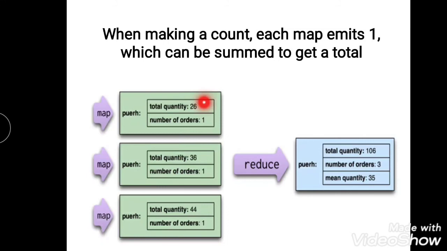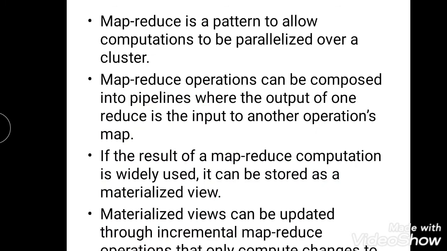So this map is doing three quantities and it is reducing it to a single quantity, which makes a count: each map emits one, and these are summed to a total. Okay. And a better way of understanding map reduce, let us take that I've given you a storybook.